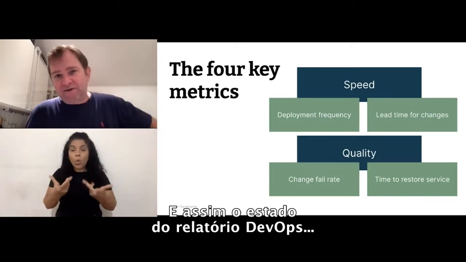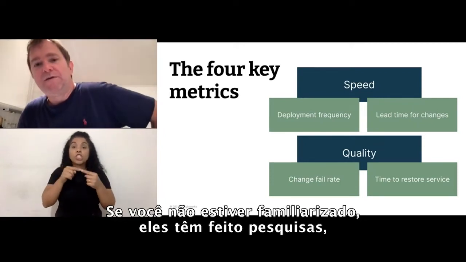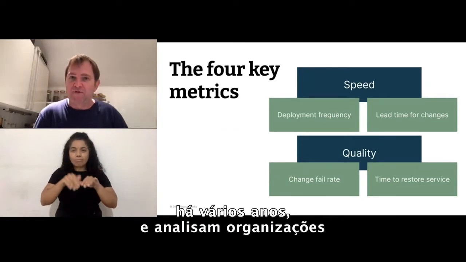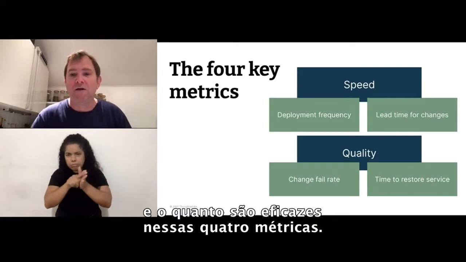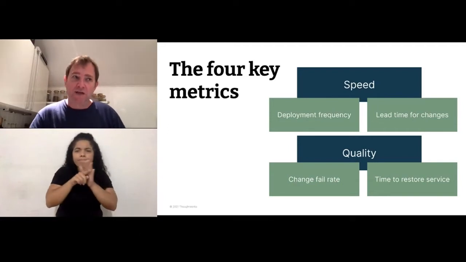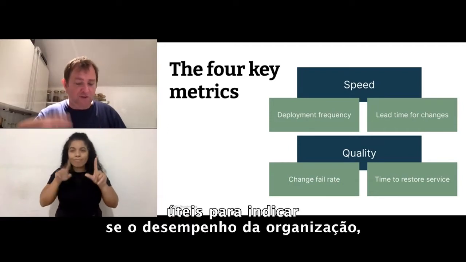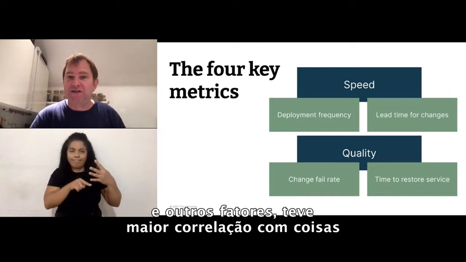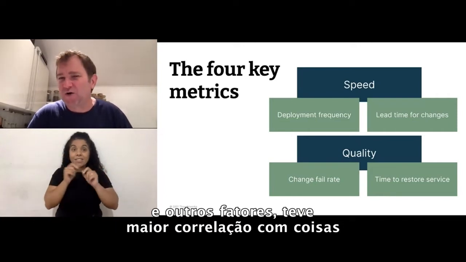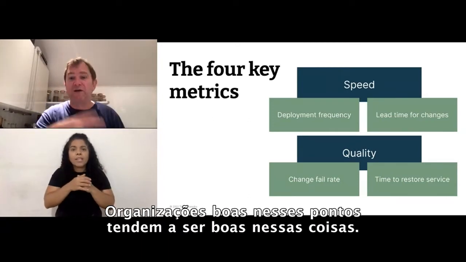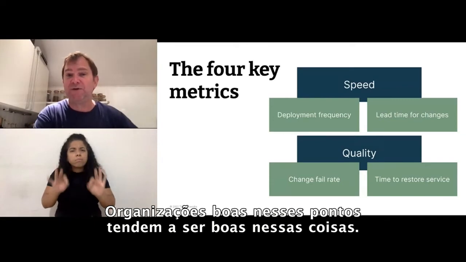The State of DevOps report, if you're not familiar with it, has done surveys over a number of years now, where they look at organizations and how effective they are on these four metrics. These are the metrics they found were most important and most useful in indicating the performance of the organization in other factors. It had the highest correlation to things like revenues, profitability and share price of an organization. Organizations that are good at these four things tend to be good at those.